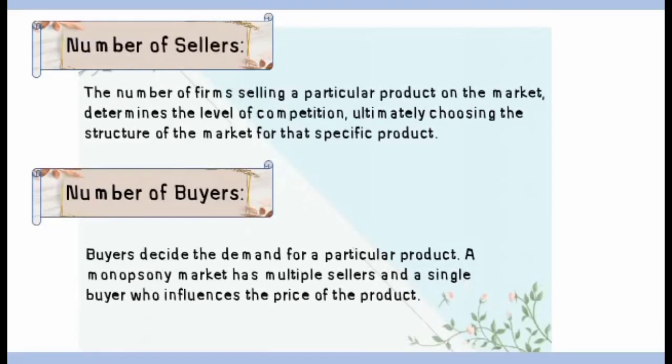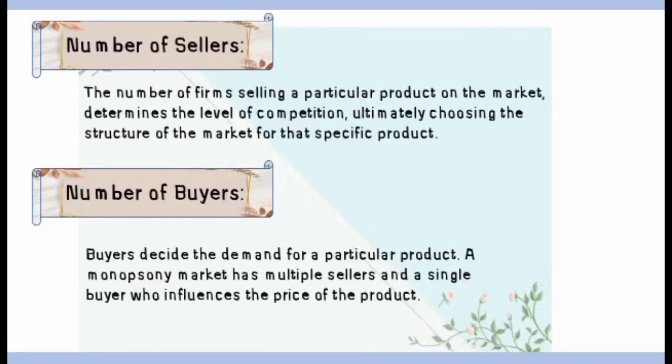Numbers of sellers. These are the numbers of firms selling a specific product. It determines the level of competition, ultimately choosing the structure of the market for that specific product. A change in the number of sellers in an industry changes the quantity available at each price, and this changes supply. For example, if 5 firms are each willing and able to sell 100 units of a good at the ongoing market price, then the total market supply is 500 units.